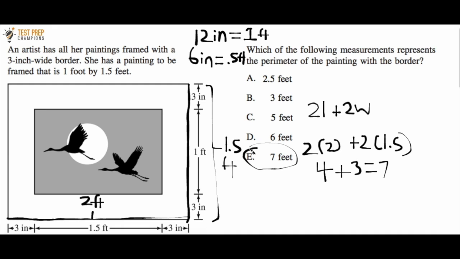So again, as a recap, all you had to do was figure out the length of the sides of the border. We have 3 inches plus 1 foot plus 3 inches. We had to put the 3 inches into feet first, and we did that, and we used the formula for perimeter, and we got 7 as our answer.